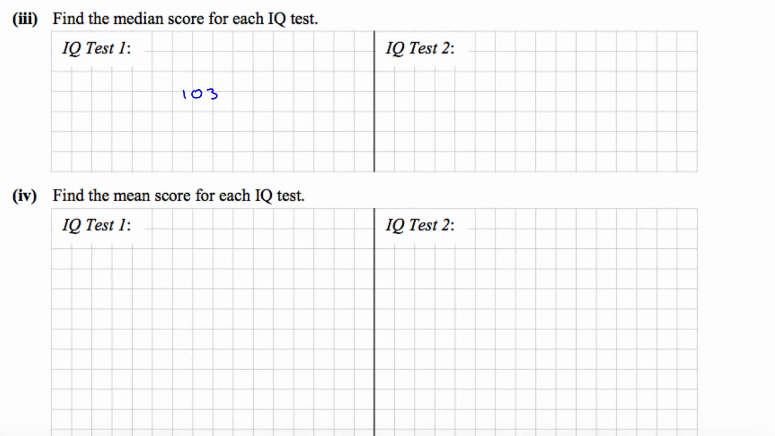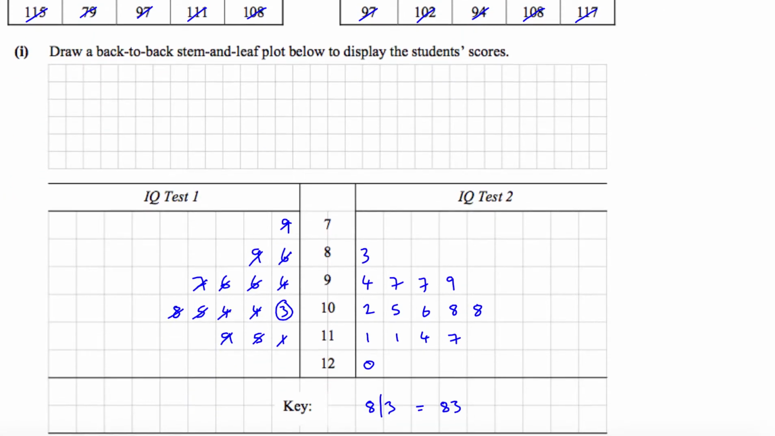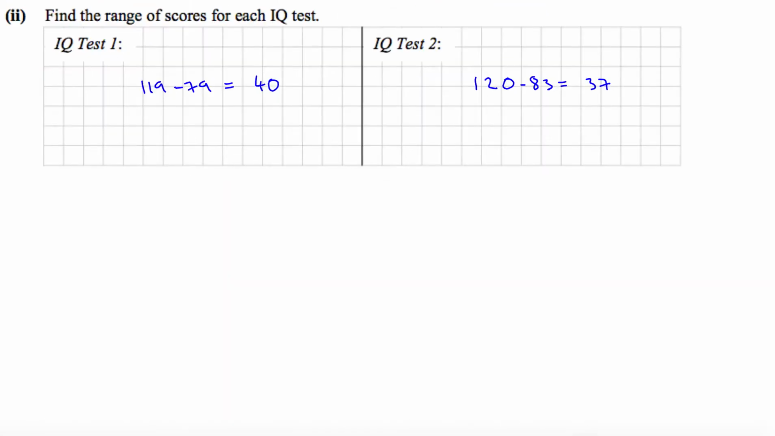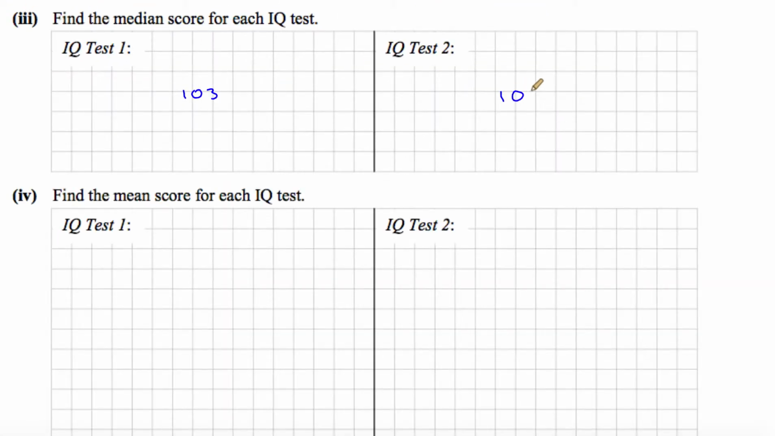For IQ test 2, we're going to do the same thing. So we'll cross off the biggest, smallest, biggest, and just be careful as you're moving from row to row. Smallest, biggest, smallest, biggest, smallest, biggest, smallest, biggest, smallest, biggest, smallest, leaving me with one number in the middle, which is 106. So 106 is the median for IQ test 2.